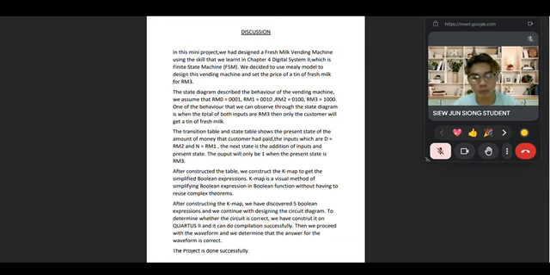After constructing the table, we construct the K-map to get the simplified Boolean expression. K-map is a visual method of simplifying Boolean expressions in a Boolean function without having to use complex theorems. After constructing the K-map, we discovered 5 Boolean expressions and we continued with designing the circuit diagram. To determine whether the circuit is correct or not, we constructed it on Quartus II and it can compile successfully. Then, we proceeded with the waveform and we determined that the answer for the waveform is correct. The project is done successfully.